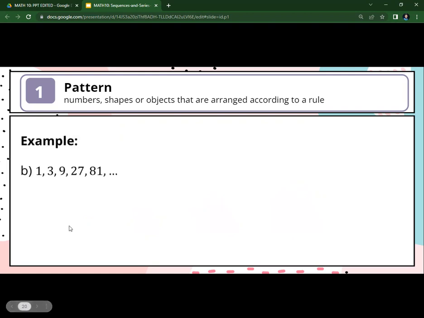Just like this example, we have 1, 3, 9, 27, 81. So our pattern here is to multiply by 3 because 1 times 3, the next is 3. 3 times 3 is 9. 9 times 3, it is 27. And 27 times 3, it is 81. And that is the rule na sinusundan natin.